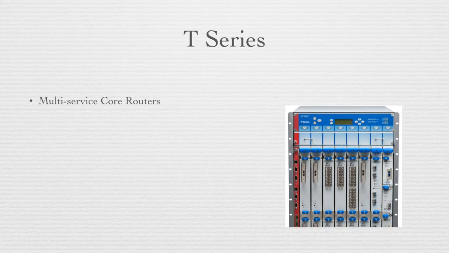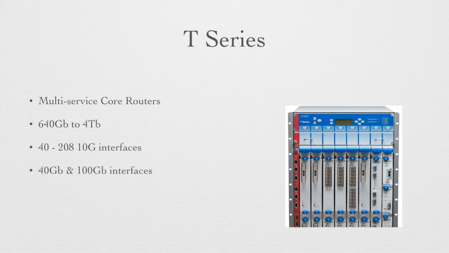The T series is a multi-service core router. This is going to be the core and aggregation point on the network. They start at about 640 gigabytes all the way up to the 4 terabytes in size. These are all slot-based systems. They can run from 40 to over 210 gigabyte interfaces with support for both 40 gig and 100 gig interfaces. They also have multi-chassis support in the T series so that you can aggregate multiple T series devices together and create an even larger capacity core.